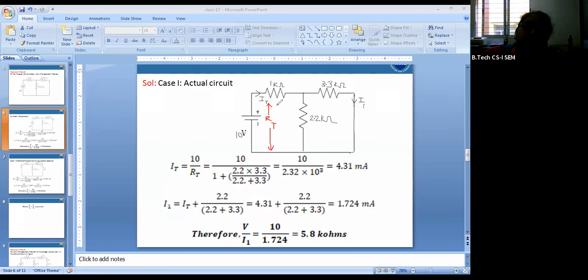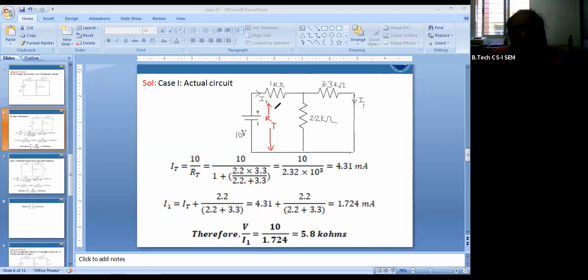So to find the total resistance here, how can we start? We start from the other side, that is from here. So 2.2K and 3.3K are in parallel. The resultant of these two will be in series with 1K. Okay, that is RT.